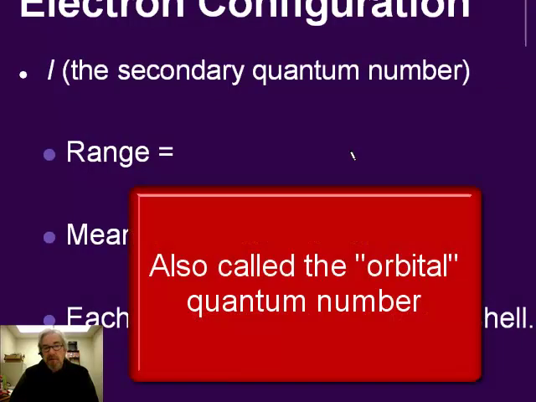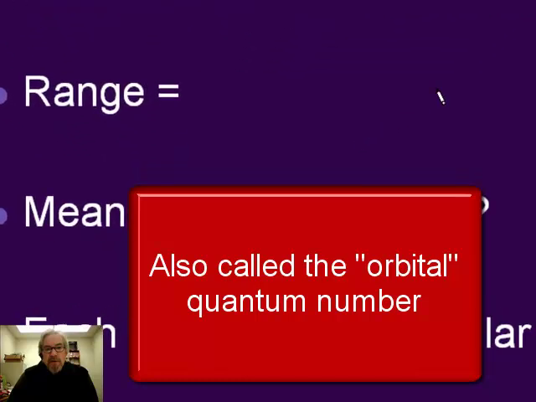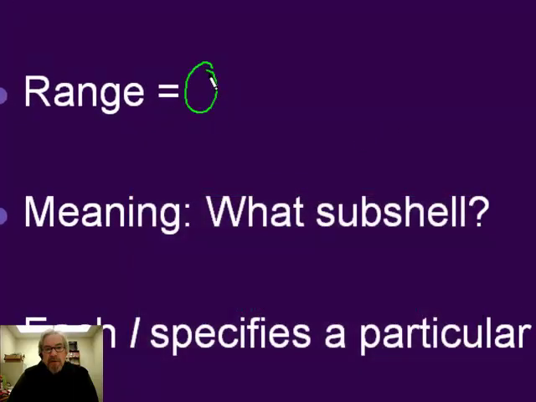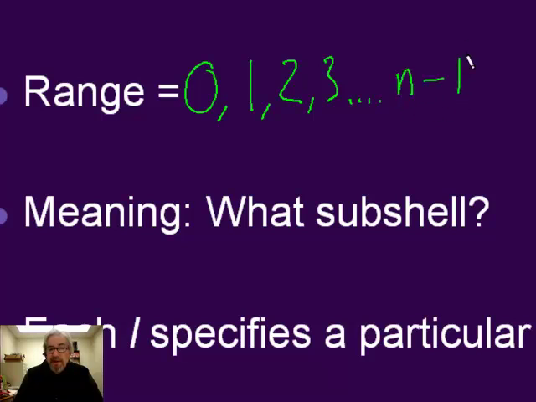L is called the secondary quantum number. And the secondary quantum number has this range. It starts at 0, but again, after that it's positive integers, 0, 1, 2, 3, and it has an upper limit. Instead of going up to infinity, it has to stop at whatever 1 less than N is. Now, what's its meaning? Its meaning is what subshell the electron is in within a shell.